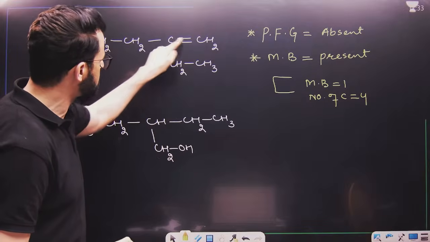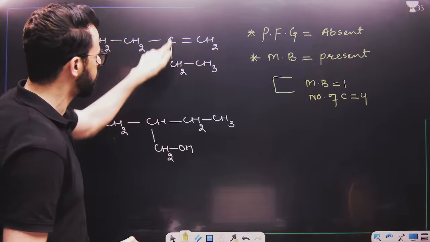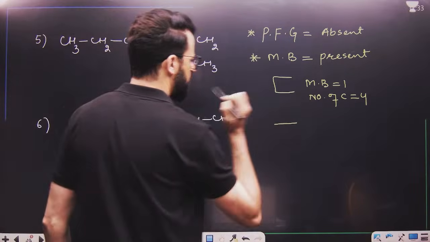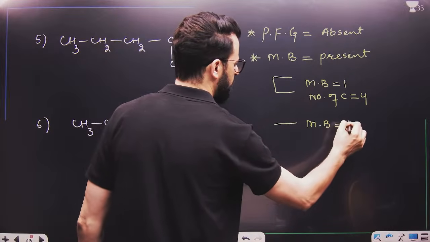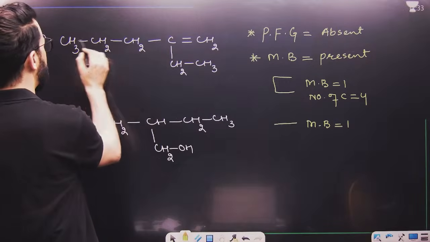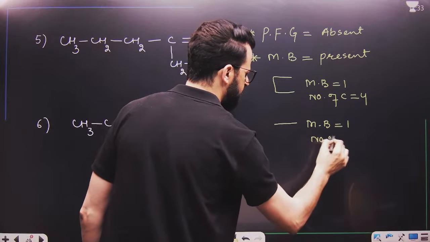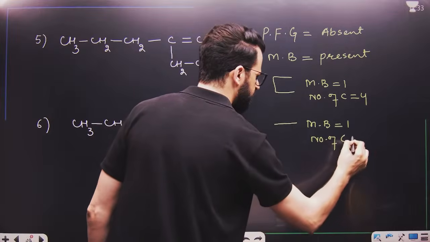Have a look. This is carbon-carbon double bond. So there are 2 possibilities. One is this one. Another is this one. So if we say this is the parent chain, then multiple bond is once again 1. Okay, now how many carbons? 1, 2, 3, 4, 5 carbons. So number of carbons are 5.